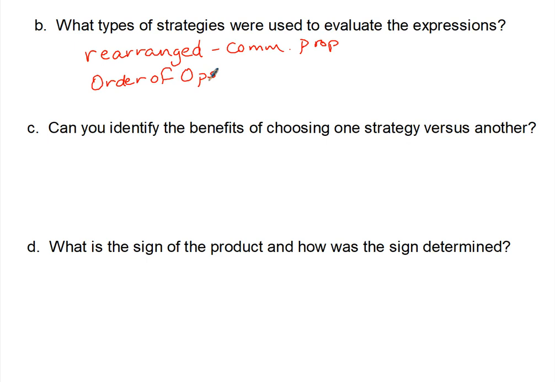We might have used grouping symbols, which is our associative property. Now, it says, can you identify the benefits of choosing one strategy over another? Why would we do one of the ways instead of a different?